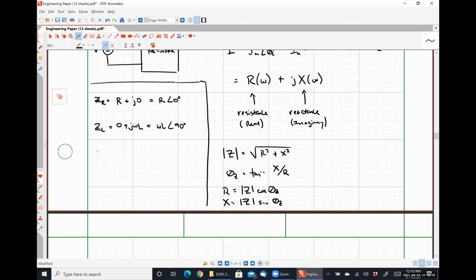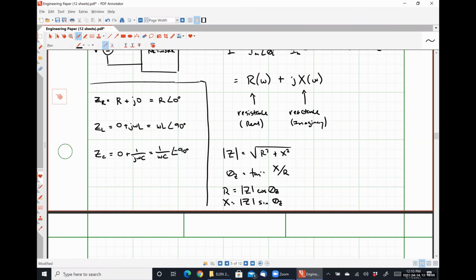For a capacitor, I'm going to have 0 plus 1 over j omega C, which is equal to 1 over omega C with an angle of negative 90 degrees. Now there's one thing that I want to point out here real quick.